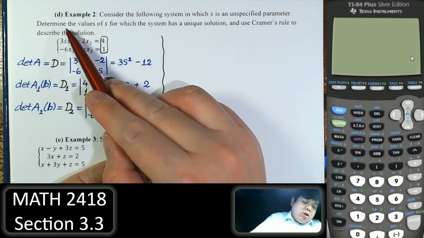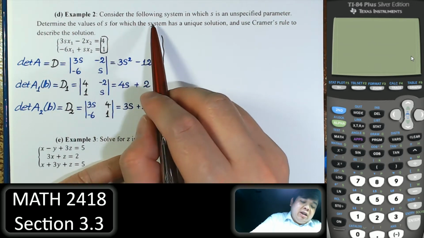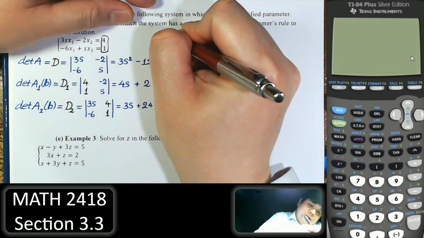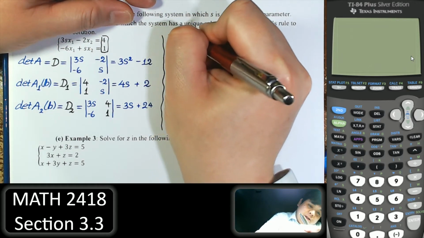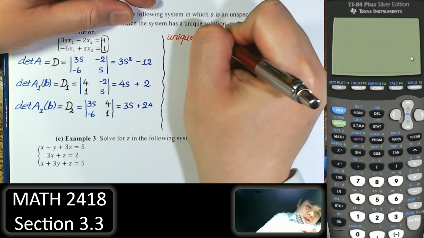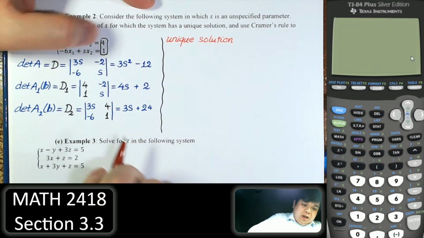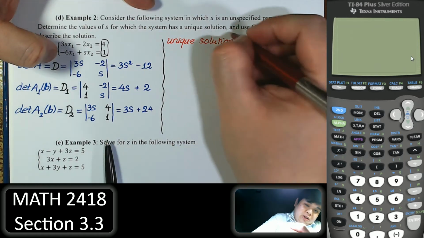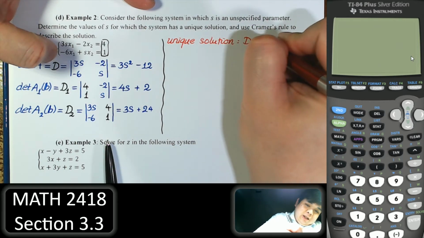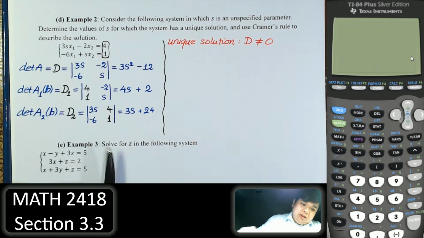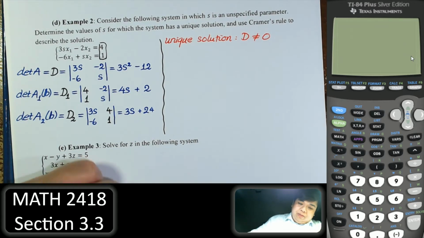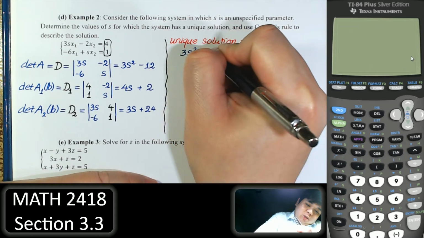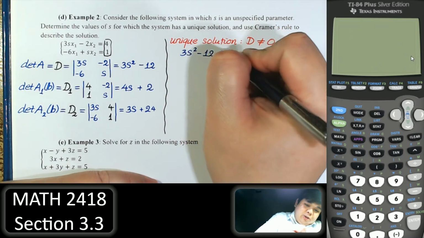Now use Cramer's rule to determine which values of s the system has a unique solution. So when we have a unique solution, the determinant cannot be equal to 0. So a unique solution is where d is not equal to 0. So we have 3s squared minus 12 not equal to 0.